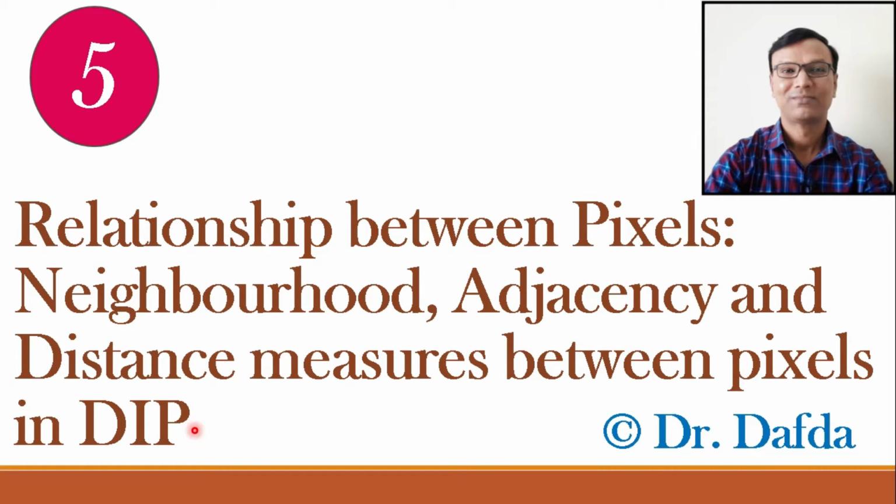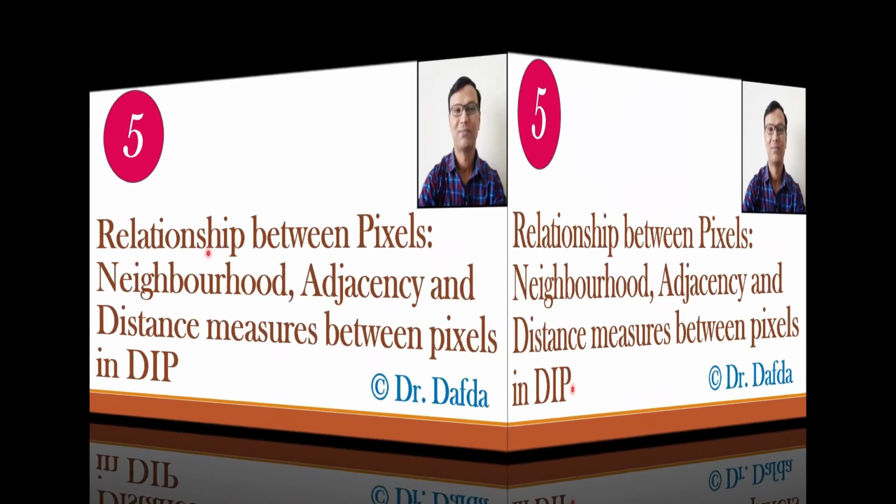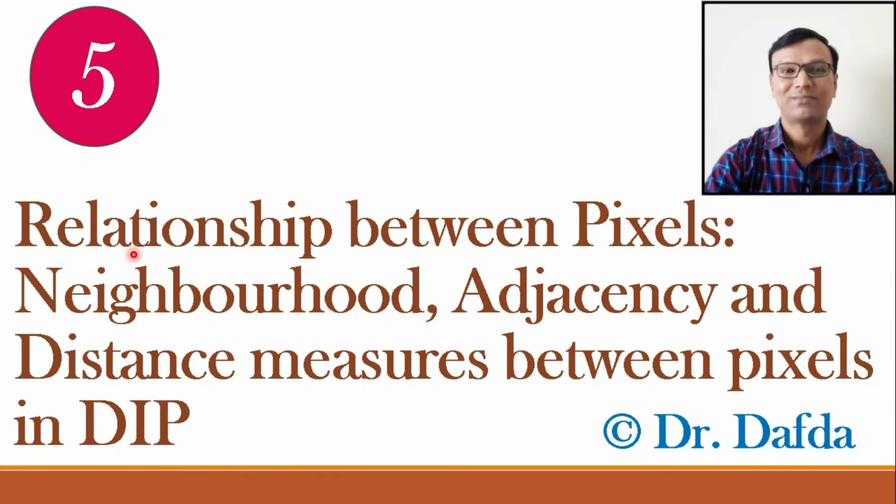So as usual, starting with the name itself. Why? Because everything is there in the name. What is the meaning of relationship? Relationship means connection between pixels, neighborhood that means nearby, adjacency means connectivity, and distance measures means to measure the distance between pixels in digital image processing.